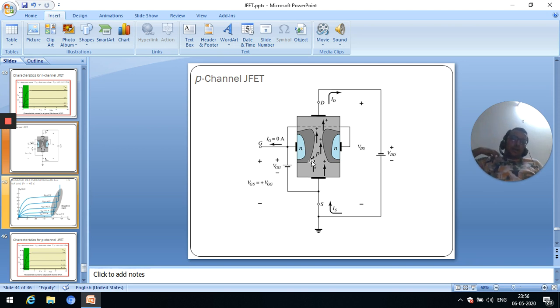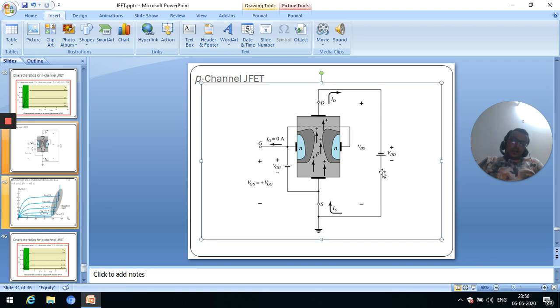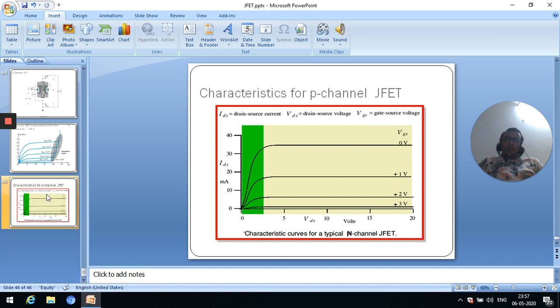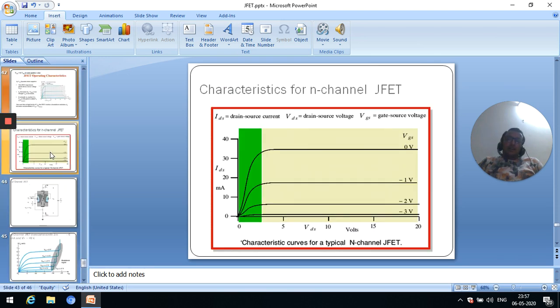Obviously it is opposite compared to the n-channel. In the n-channel, VGS becomes negative, but in the p-channel, VGS becomes positive to control the value of the drain current. And see here, the symbol is changed. Here positive voltage and here negative voltage. So it is considered a p-channel JFET. Plus 0 volt, plus 1, plus 2, plus 3. This is the characteristics of the p-channel JFET. So this is the complete characteristics of the p-channel JFET that I have discussed.